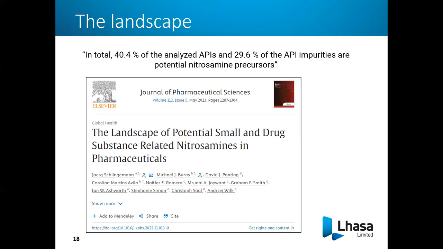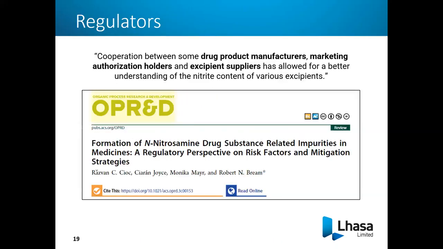We can't just get rid of amine functional groups because of the unique and beneficial properties that amines display for drug development. API impurities are also not always easily purged or removed, or even their causes detected from all areas of the synthetic route and manufacturing process. So what can be done? Well, excuse me. Regulators agree that cooperation between drug product manufacturers and excipient suppliers over the nitrite content of excipients can be a good mitigation strategy.